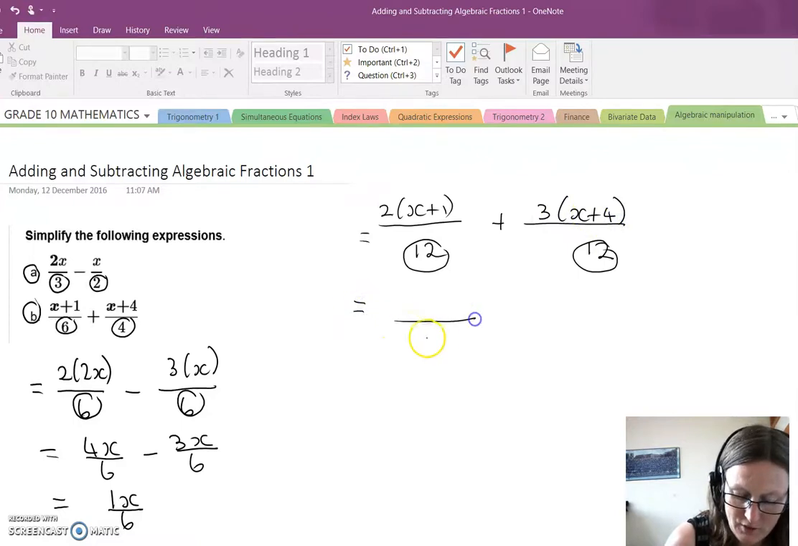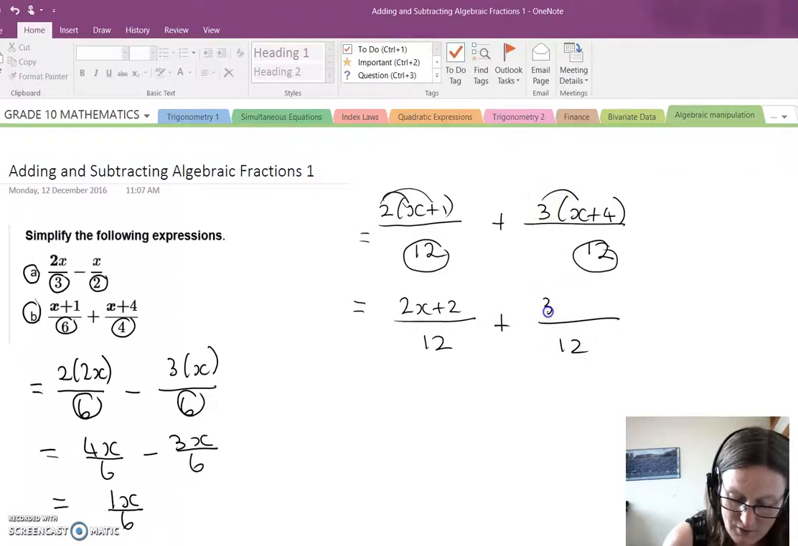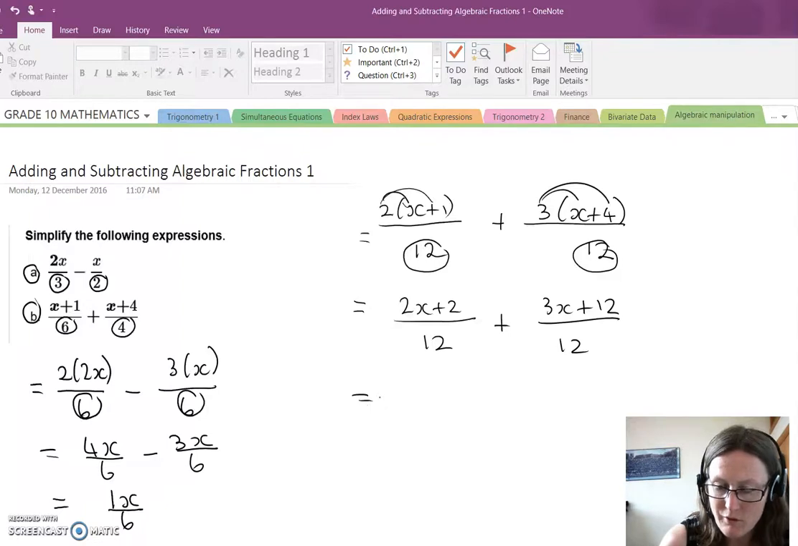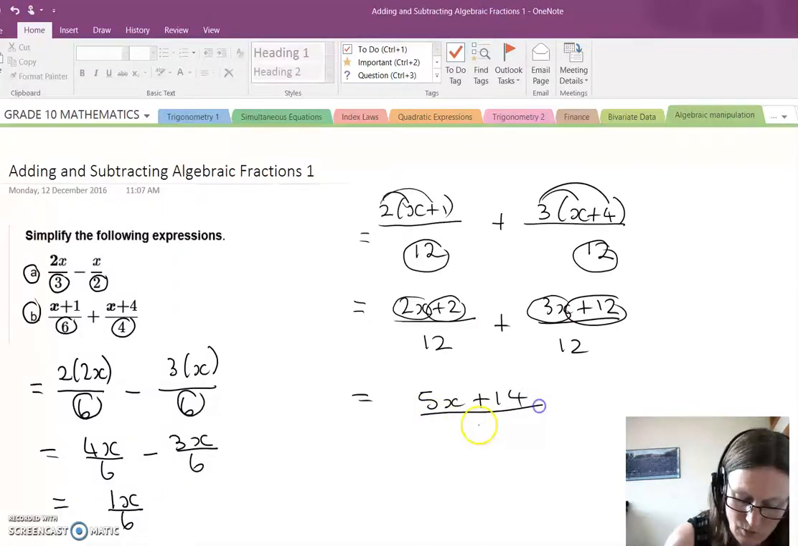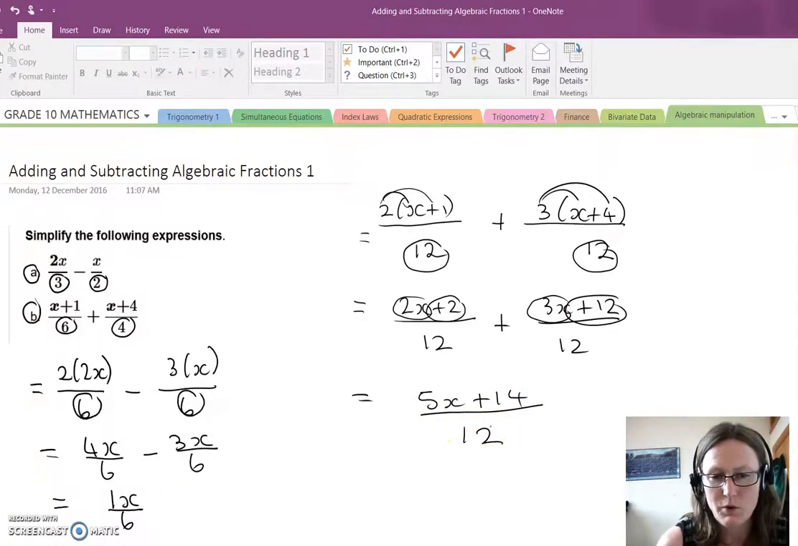Let's expand these brackets on the top. 2x plus 2, because we've gone 2 times x and 2 times 2. And then over here 3 times x, which is 3x, and 3 times 4, which is 12. We now have a common denominator, so we are free to add these together. 2x plus 3x, because they're like terms, they both have x, is 5x. And 2 plus 12 is 14, all over the common denominator, which is 12.